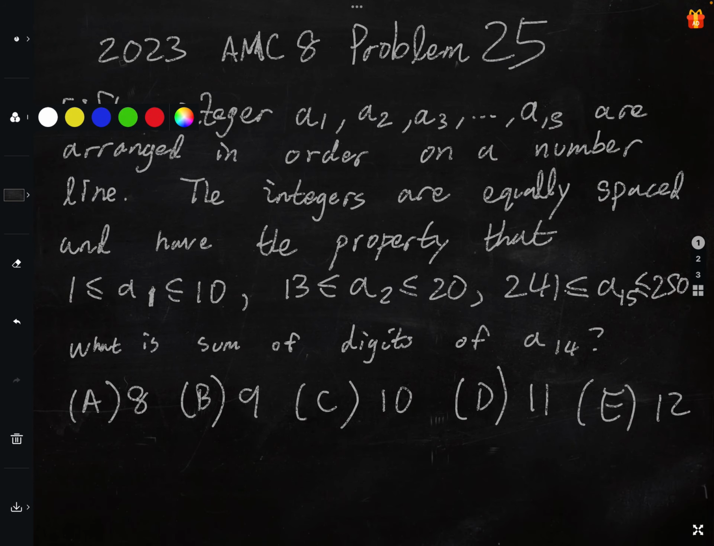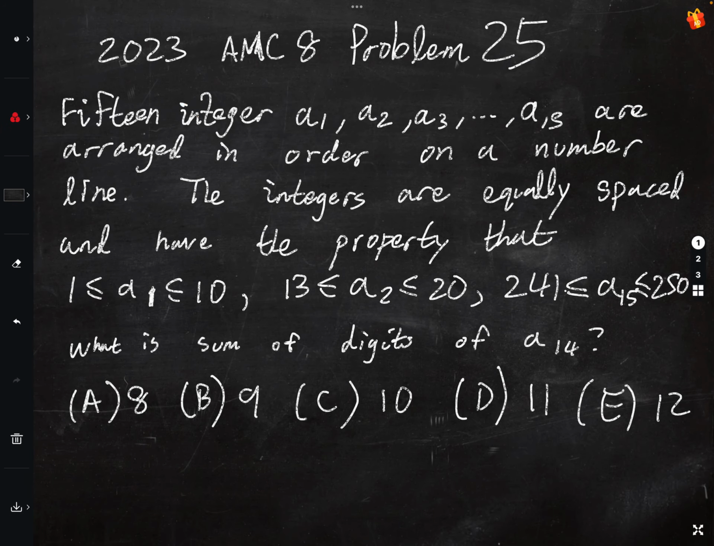And notice how what we are asking for is the sum of digits of a14, and this is pretty much the same thing as asking for a14 itself, except that it does not want us to guess the answer. And also something really important is that the integers are equally spaced. The fact that they are equally spaced tells us that this whole thing is nothing but an arithmetic sequence.